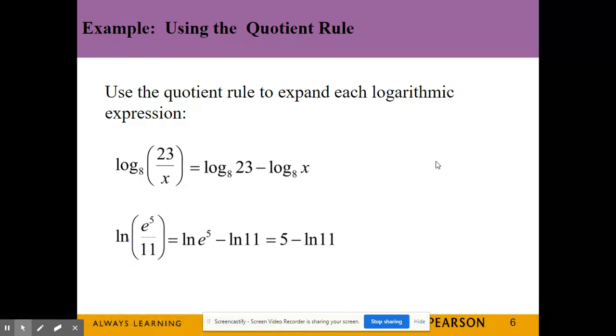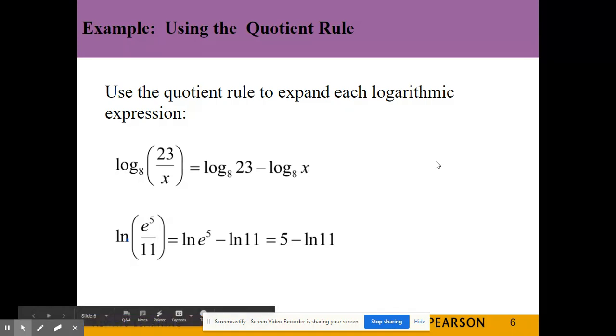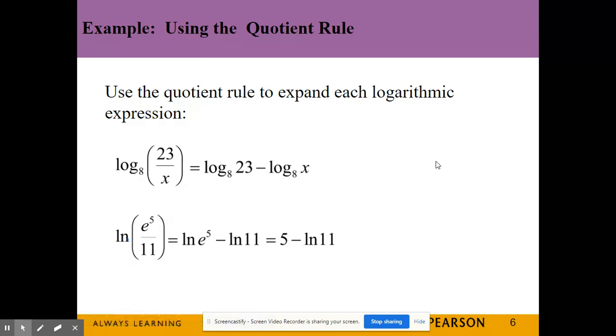These are already done for you. I guess there's no point in me pausing it and having you try one, but let's talk them through, right? Log base 8 of 23 divided by x is equal to log base 8 of 23 minus log base 8 of x. Division on the inside is subtraction on the outside. Bases are the same. You just split them up.